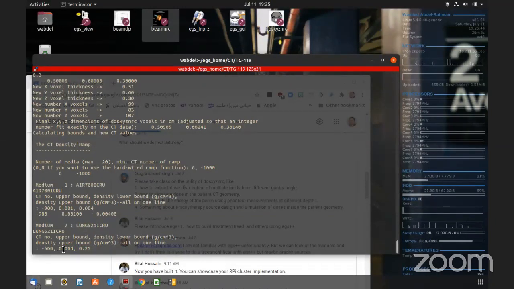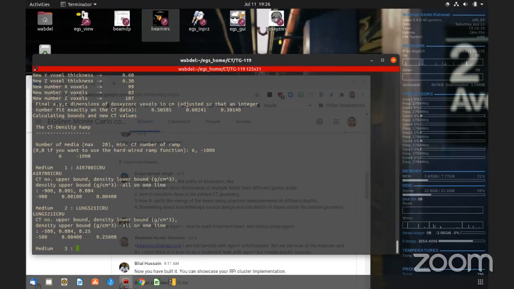Okay, so this means that when the CT number is at minus 500, the material is going to be lung, and the density is going to be 0.25. But if the CT number is at minus, let's say, 600, then it's still going to be lung, but the density is going to probably be lower than this. So it's going to do an interpolation between this value and that value. Okay, and so on. This is how, so now we need to go one medium at a time. Okay.